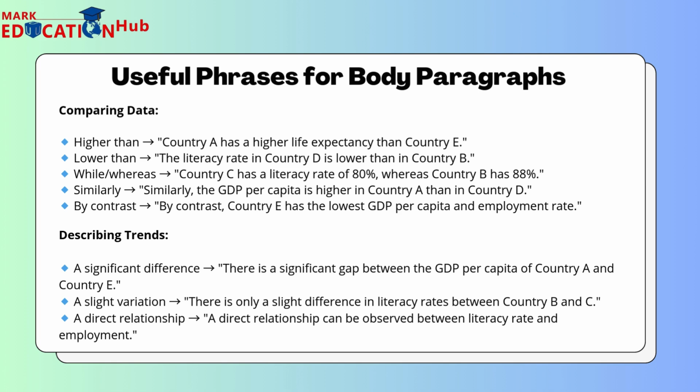Additionally, pointing out relationships between indicators can strengthen your analysis. Using a direct relationship can be observed between literacy rate and employment, shows how different factors are interconnected. By incorporating these useful phrases, you can make your response more coherent, structured, and sophisticated, which will ultimately help you achieve a higher band score.